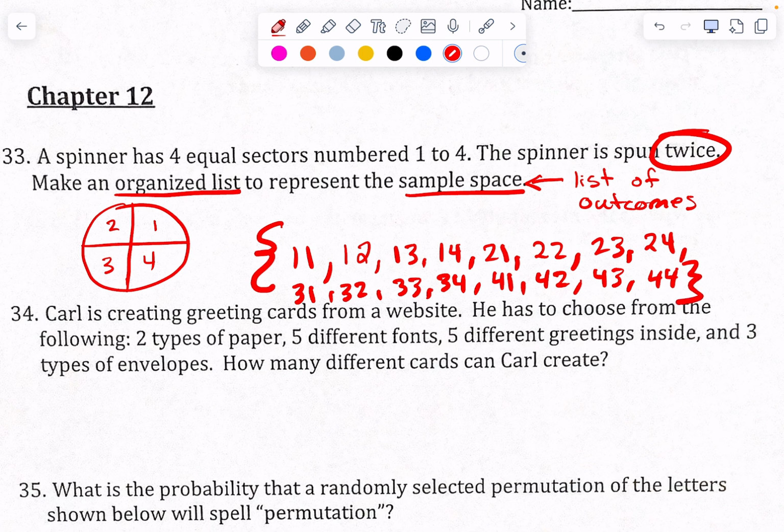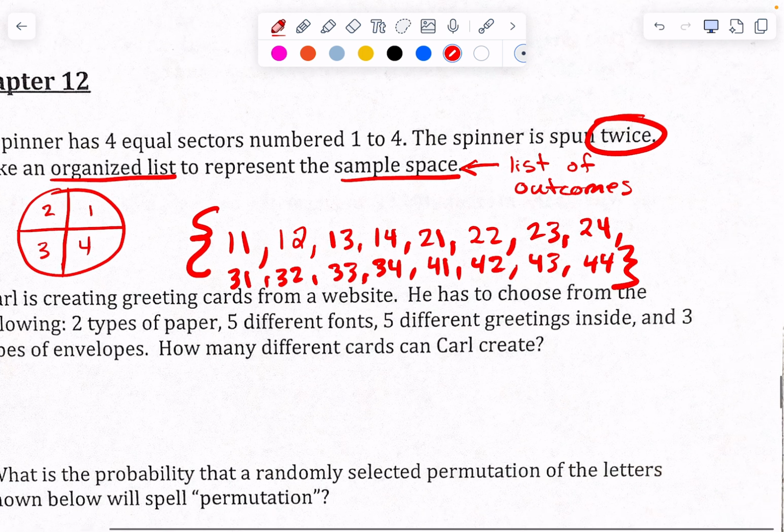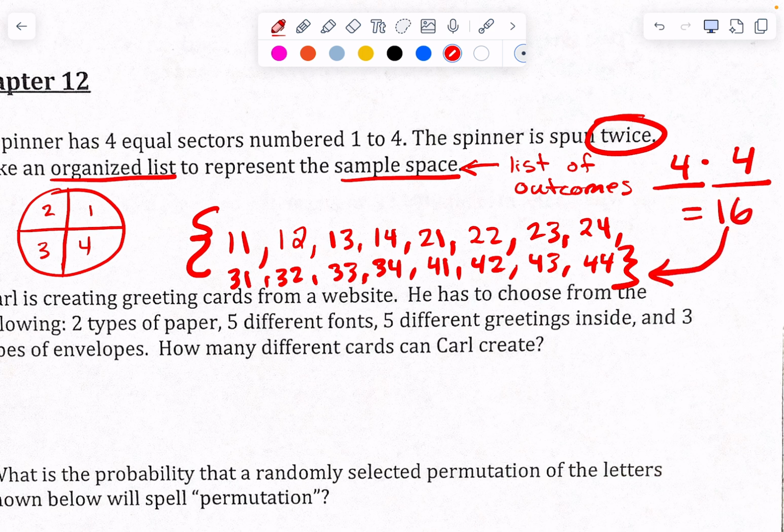Okay, how many is that? How do I know that's the right number? I have 2 outcomes, right? How many could be here? 4. How many could be in the second spin? 4, and 4 times 4 is 16. That's why I should have 16 in this list. Now, you didn't have to do that. I'm just checking my answer to make sure I have all of them. Got it?